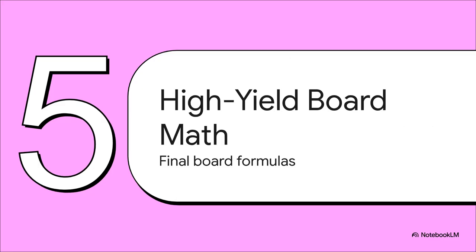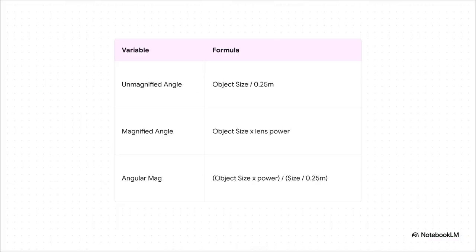All right, home stretch, Part 5, calculating the high-yield board math. Now, check out how beautifully this math works out. When we set up our ratio, it elegantly cancels out the object size entirely, leaving us with just lens power multiplied by 0.25. Let's trace the logic real quick. Our magnified angle is object size times lens power. Our baseline unmagnified angle is object size divided by our standard reference distance of 0.25 meters. When we divide theta prime by theta, the object size is sitting on both the top and the bottom of the fraction. They completely cancel each other out.